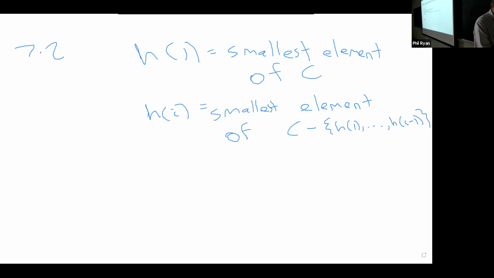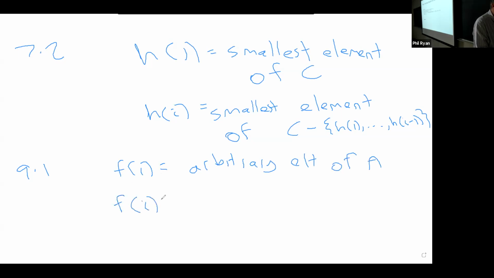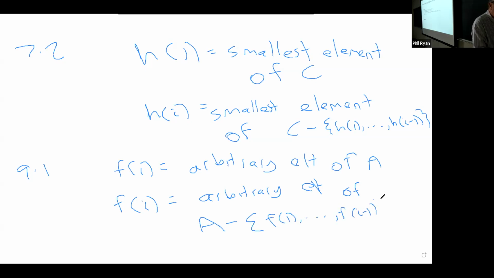Let's compare it to now. For 9.1, we want f of 1 to be an arbitrary element of A, and then f of i to be an arbitrary element of A. So at first glance, it seems like we're doing the same thing.